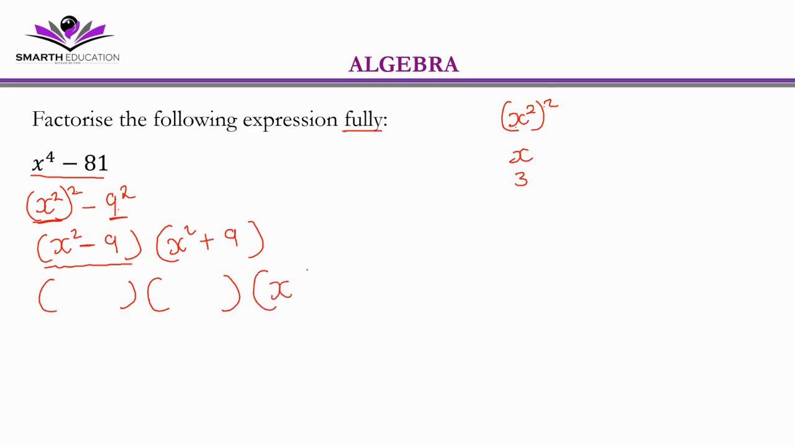This one remains as it is. We don't have a sum of two squares, it's just the difference of two squares, so this one will remain as it is. So we have minus here, plus here. Square root of x squared is x, square root of 9, 3. Okay, and then now we have factorized fully.